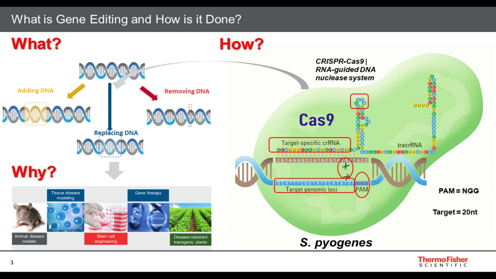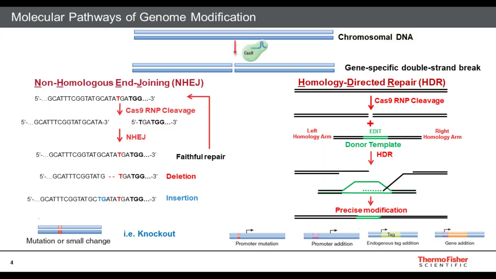So why do we care about this? Really, the opportunities for research and even cell and gene therapy using CRISPR are endless. You can use this to create animal disease models, tissue and disease modeling in vitro. This can also be used for stem cell engineering, gene therapy applications, and even for agricultural studies to create disease-resistant transgenic plants.